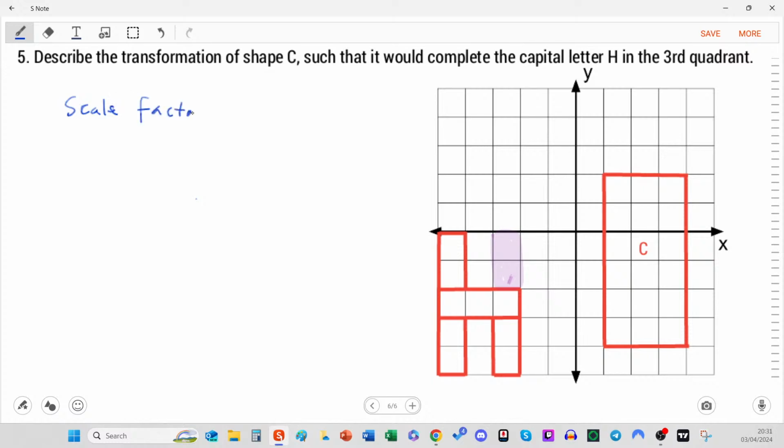But it is one of the elements we need. I think we're going for enlargement. So we write the word enlargement. And that is the weird thing about enlargements. You can enlarge it so that it's smaller. It's just that their scale factor is going to be less than 1.